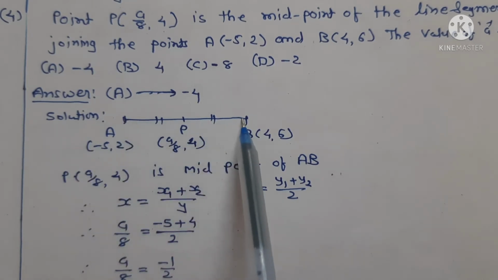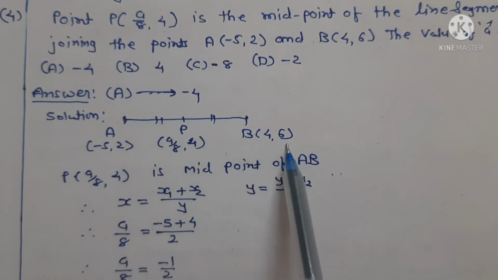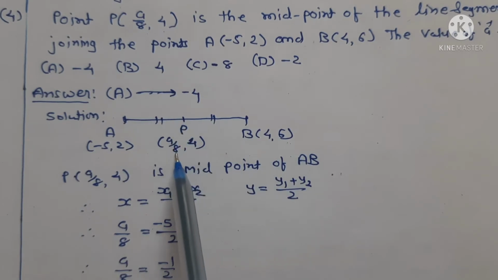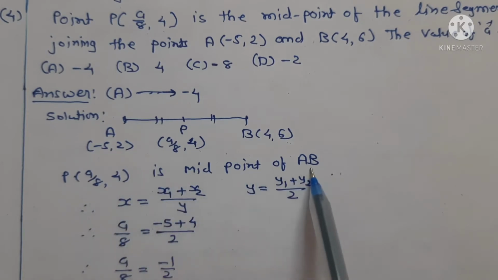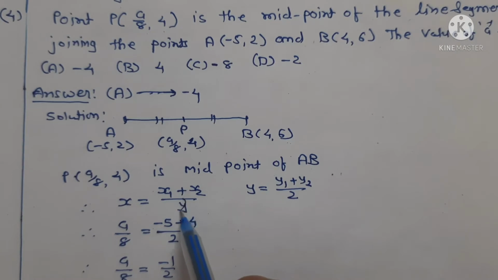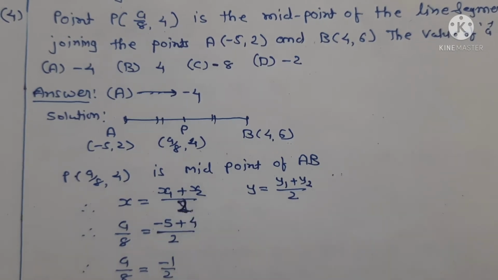So line segment AB, A is minus 5, 2, B is 4, 6, P is the midpoint, a upon 8, 4. So P, a upon 8, 4 is the midpoint of AB. Now use the formula of the midpoint, x equal to x1 plus x2 upon 2. Here a upon 8 equal to minus 5 plus 4 upon 2. A upon 8 equal to minus 1 upon 2. A equal to minus 8 upon 2, it is minus 4.